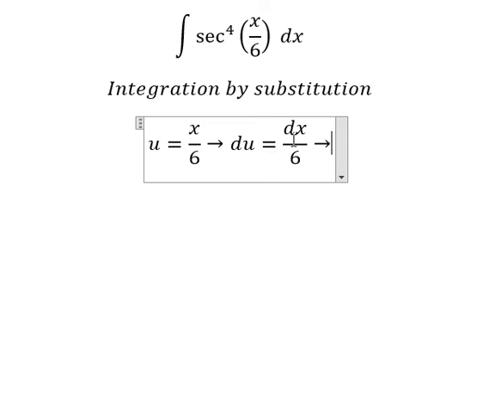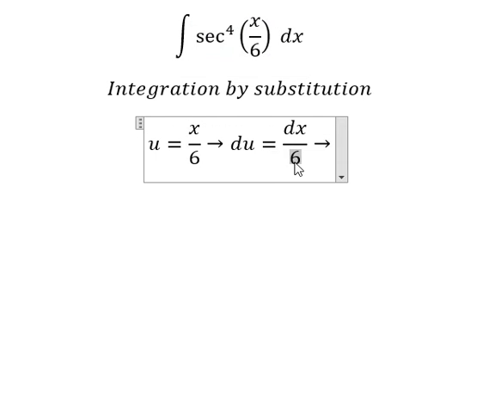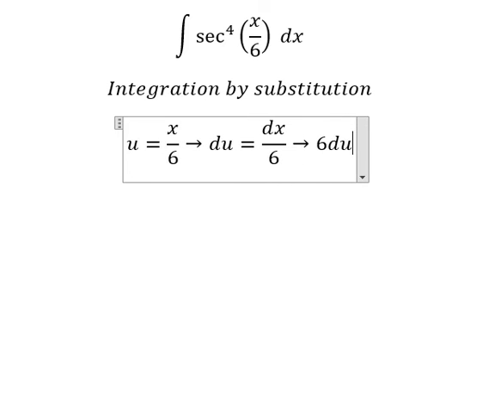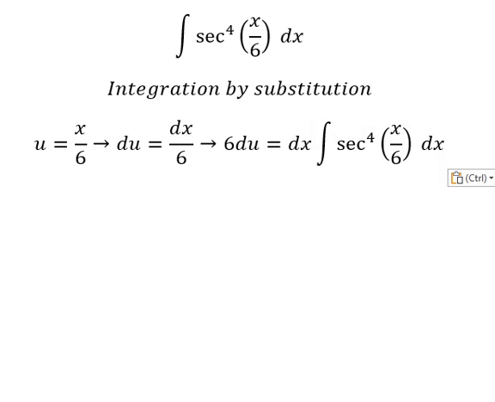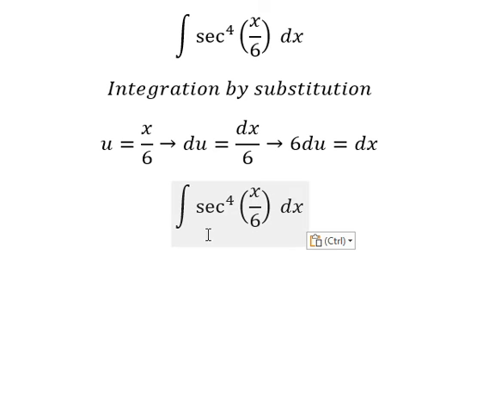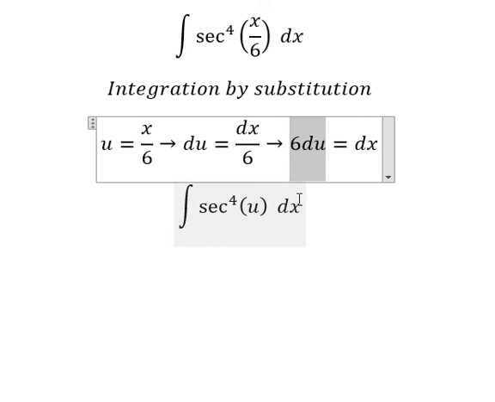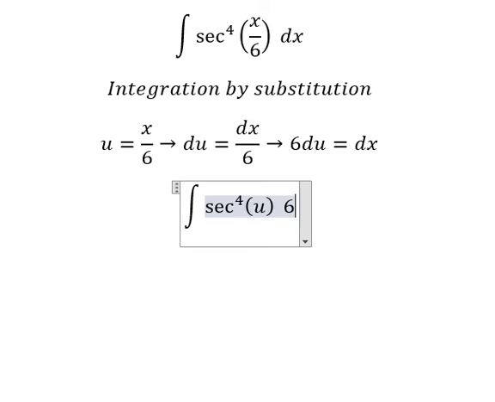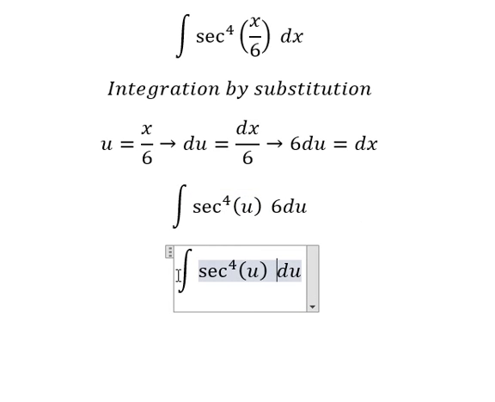Because we don't have 1 over 6 next to the ds, I will move the number 6 to the left. So this one we change by u, and the ds we change by this one. So the number 6 I will put in here.